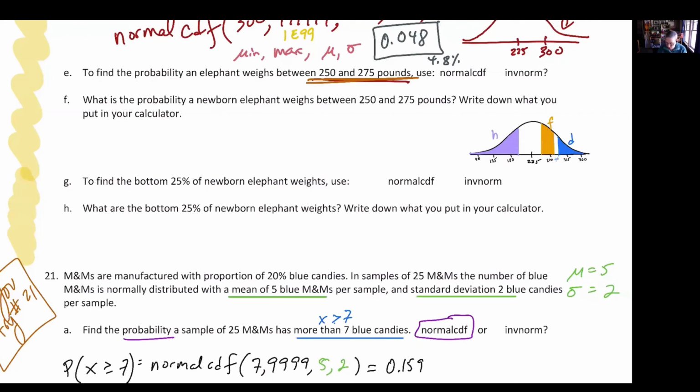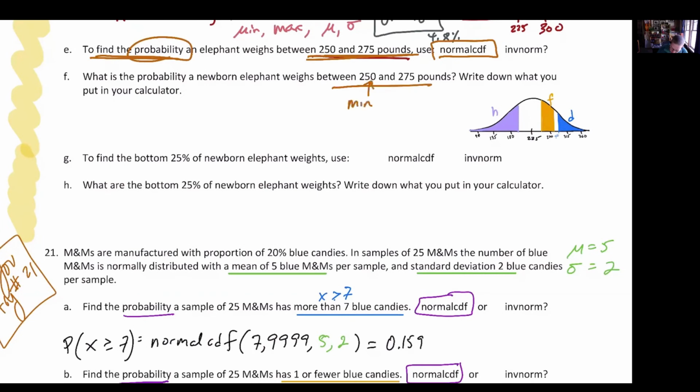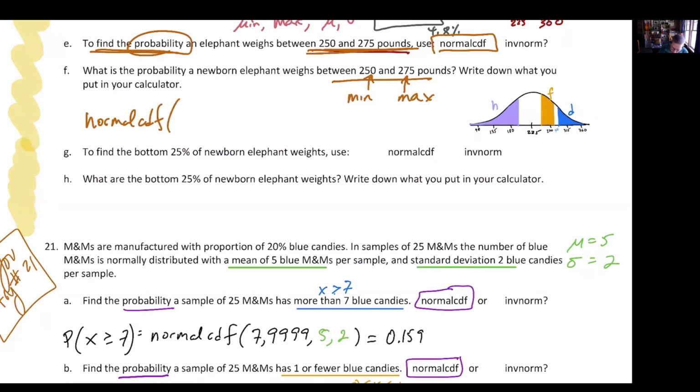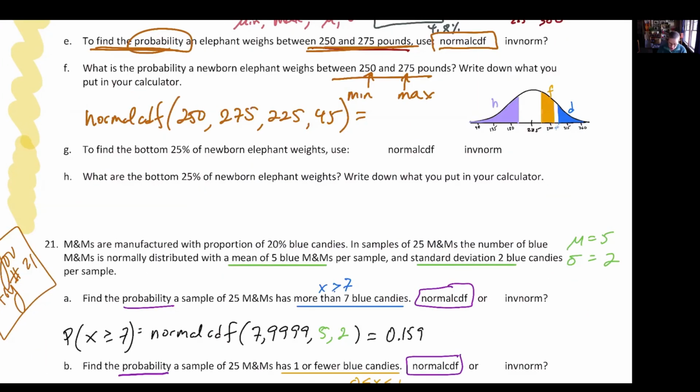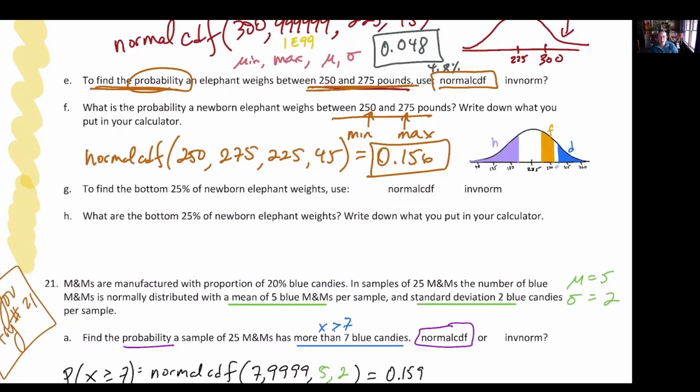I'm asked to find the probability, so that is going to be normal CDF. Find the probability means that CDF is happening. 250 is going to be the min. 275 is our max. So it's normal CDF 250, comma, 275, comma, 225, comma 45. Put that in your calculator and you should get 0.156.